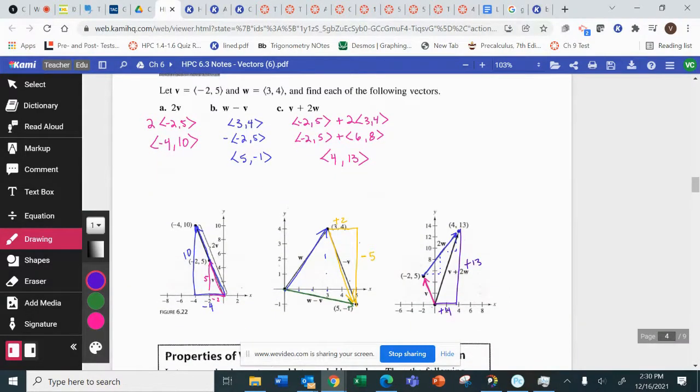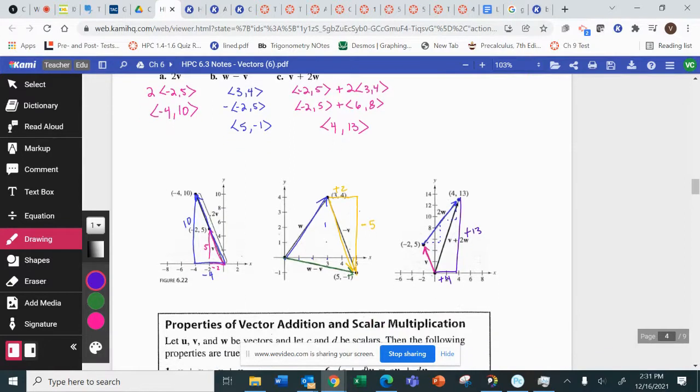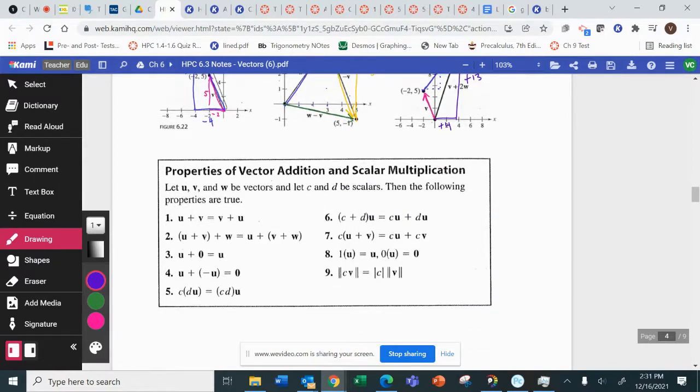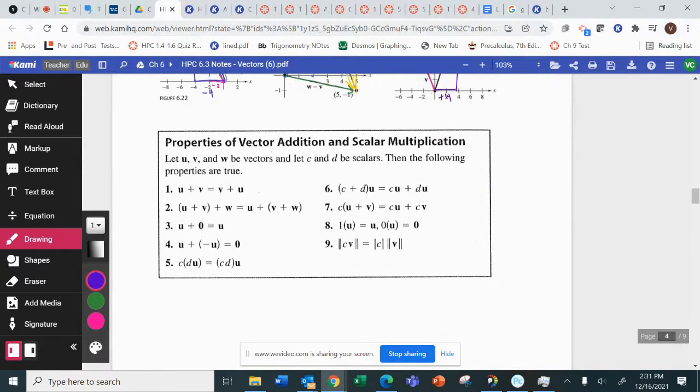I accidentally stopped the recording and didn't record C. You can pause it and look at the work and look at the graph. We also went over the properties.